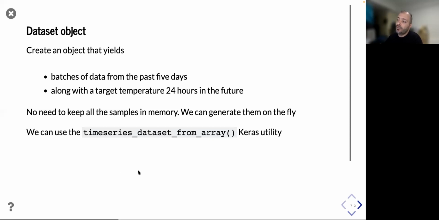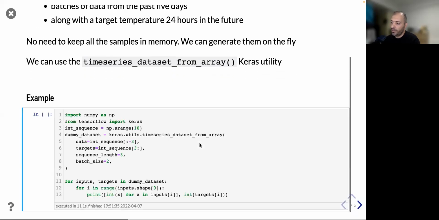We don't need to keep all these samples, all these data points in memory. Of course, we keep the raw data in memory, but we don't need to keep all the redundant information in memory. So we will generate them on the fly. And this is what we will use, the timeseries_dataset_from_array, which is very useful for this kind of case. Let's see how this works.